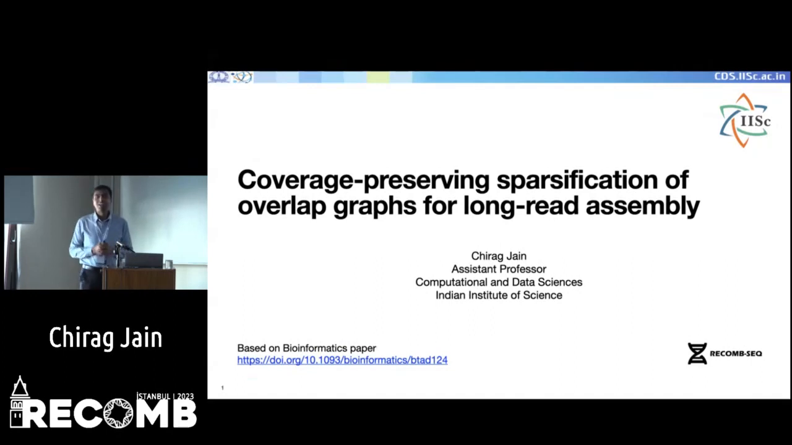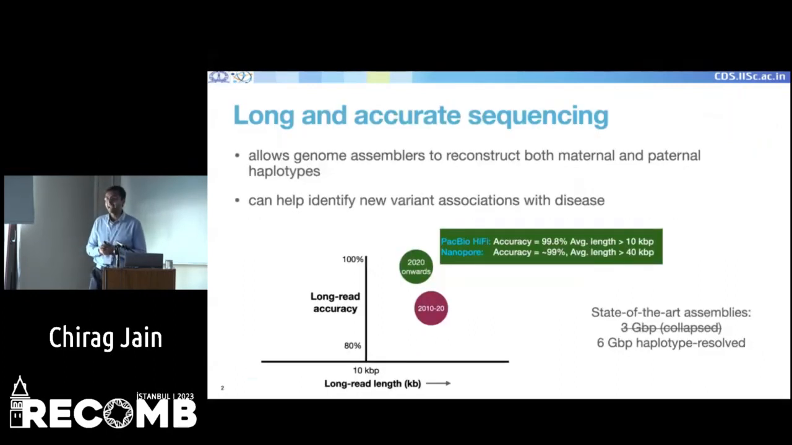So I'll get started. As you saw in the last talk already, the latest long and accurate sequencing technologies, especially from 2020 onwards, with the advent of PacBio HiFi, Nanopore duplex, and so on, have allowed genome assemblers to reconstruct both paternal and maternal haplotypes. So basically, for genome assembly, especially for human genome assembly, the collapsed 3 billion base pair sequence is no longer the state of the art. Now, the expectation from a genome assembler is that it should produce a haplotype resolved genome assembly containing 6 billion characters.